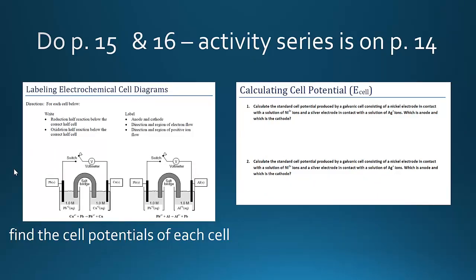So with that being said, we are done calculating cell potentials. On page 15, I want you to calculate the cell potentials for each of the galvanic cells that you labeled, and use page 14 in your packet, which has the reactivity series for all of them. Also on page 16, rather than give you diagrams, I simply explain. We have voltaic cells with different electrodes. You are to determine which one is oxidized, which is reduced, and calculate the cell potential when asked.